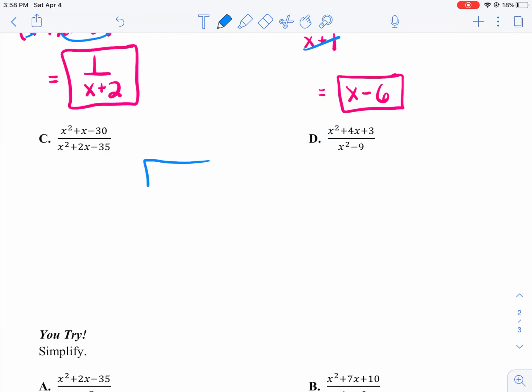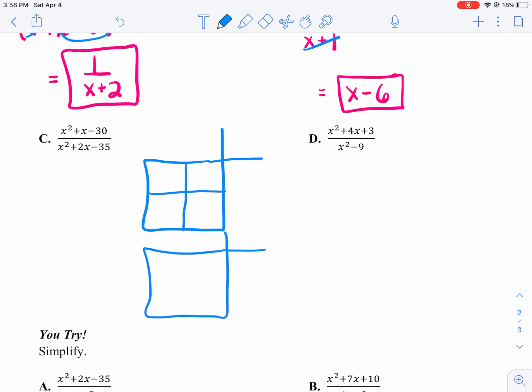So the next one, we need to factor the numerator and the denominator. I know some of you don't need these boxes, but during class as I walked around, I remember most of you do like to use the boxes. So do not feel obligated to use them if you know how to factor without. I just think they help a lot of students organize their information.